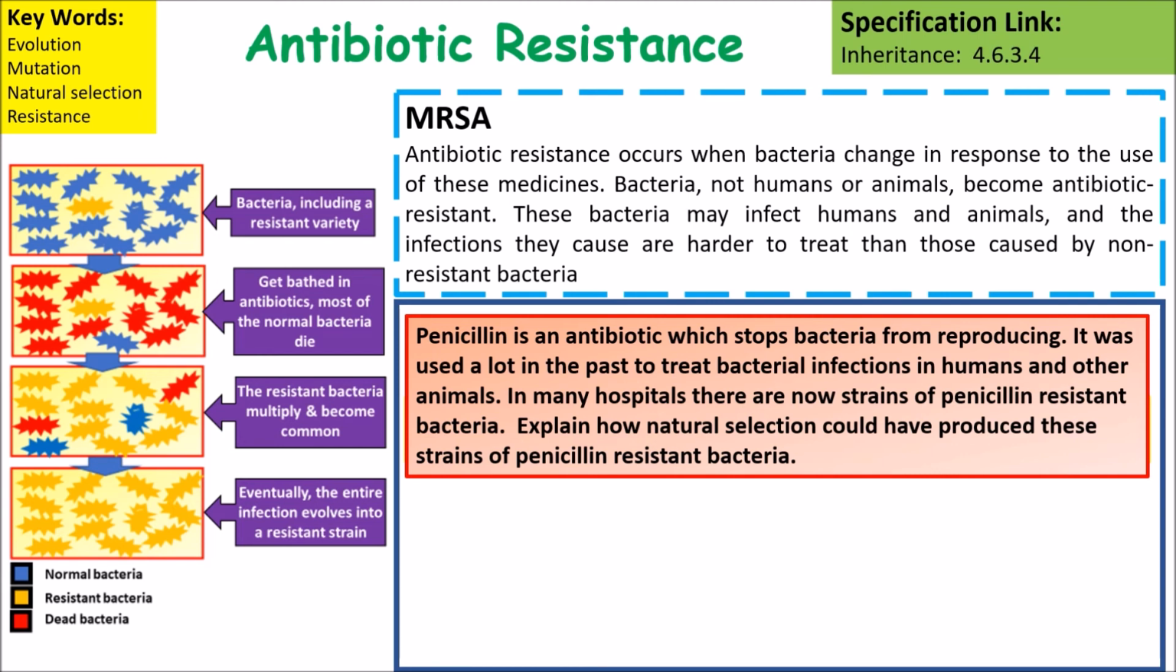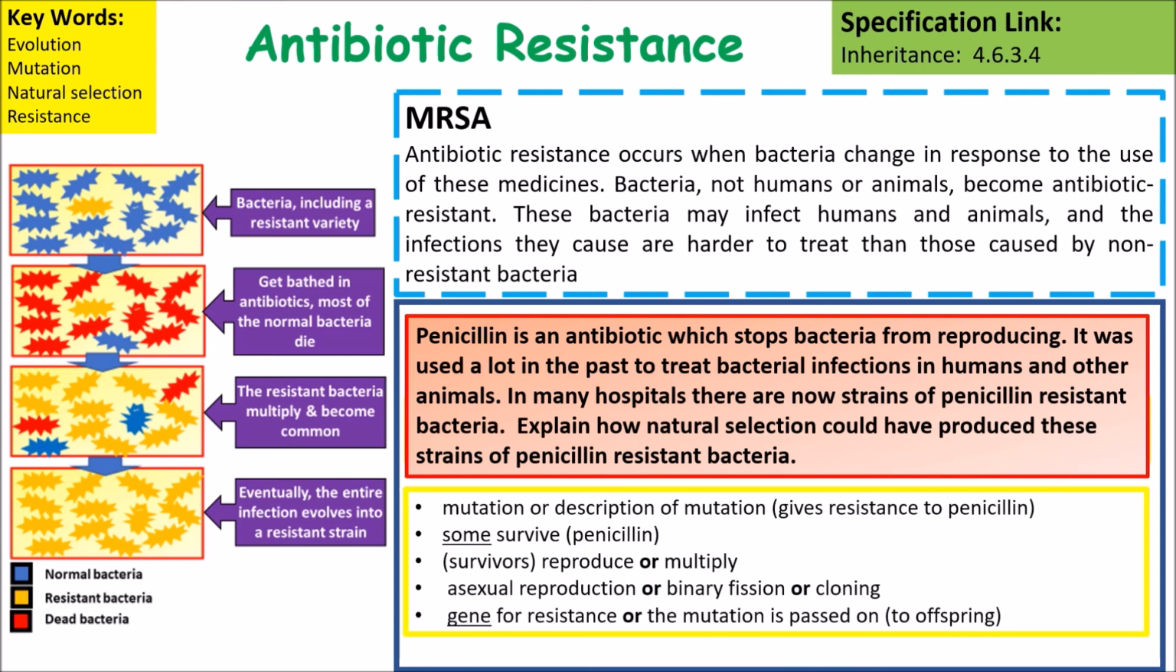Some of the things that you might want to include in that answer would be that a mutation would occur that gives resistance to penicillin. So some of the bacteria survive the penicillin. The survivors can reproduce or multiply. They reproduce by asexual reproduction or cloning. So the gene for the resistance is then passed on to the bacteria's offspring.